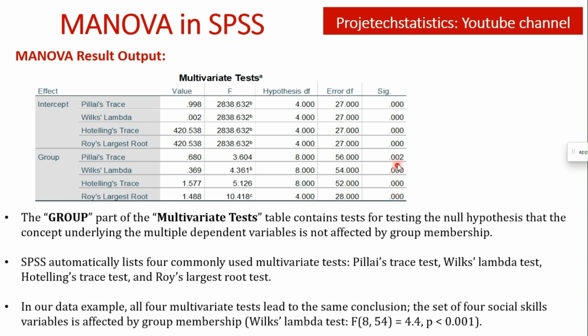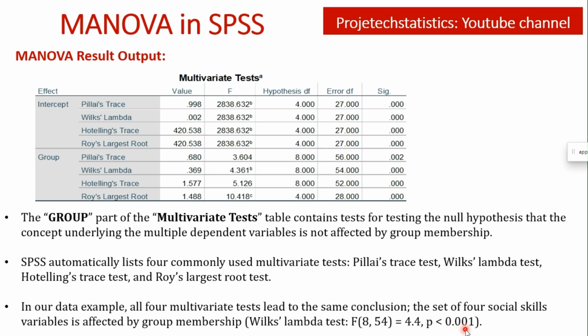If you look at the Sig column here, you will see that the p-value is 0.000 for all of them except one, which is 0.002. They are all less than 0.05, so any one you choose will give you the same conclusion. Here I'm going to use the Wilks' Lambda test. The Wilks' Lambda test shows that our p-value is less than 0.05.